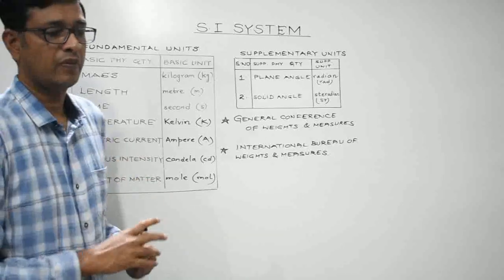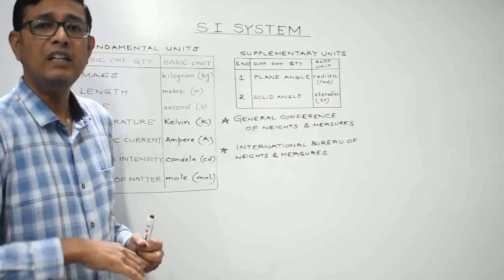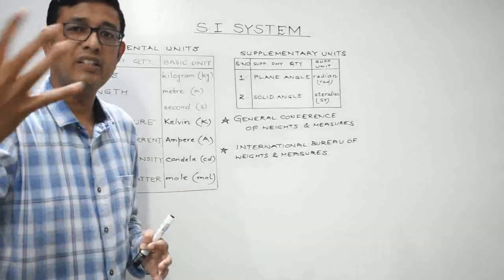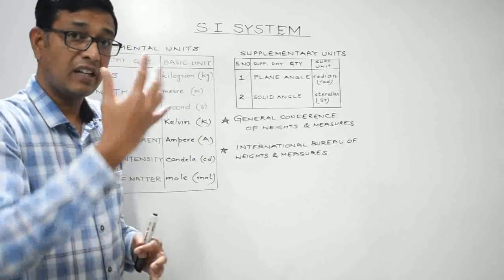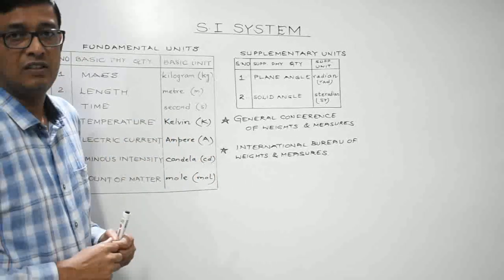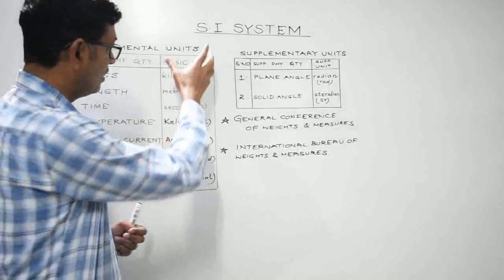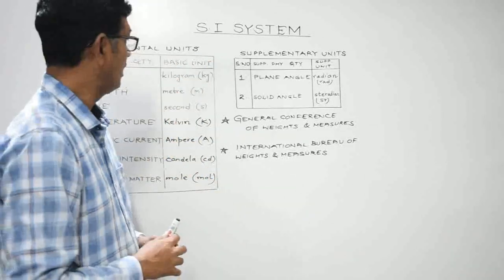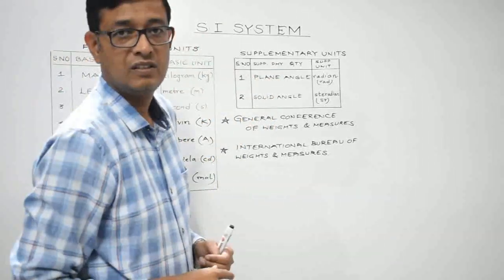But I told you, these first 3 physical quantities were found to be insufficient in expressing the laws of physics in various other branches of physics besides mechanics, right? So there arises the need of other physical quantities. These are the 7 physical quantities having their respective units, which are known as the fundamental units, right? And in addition to these 7, there are 2 supplementary units.